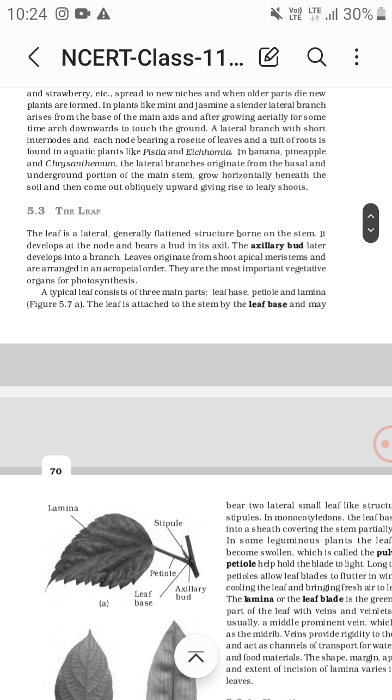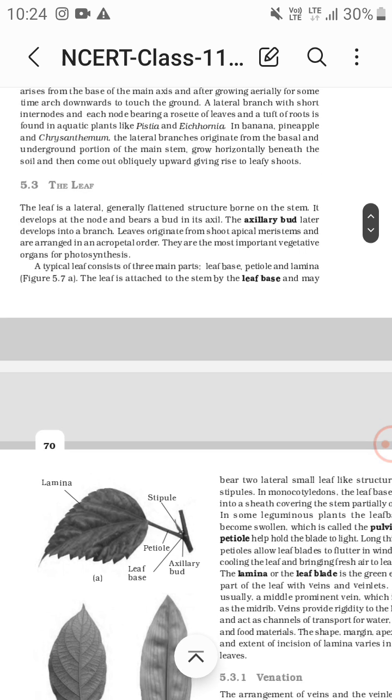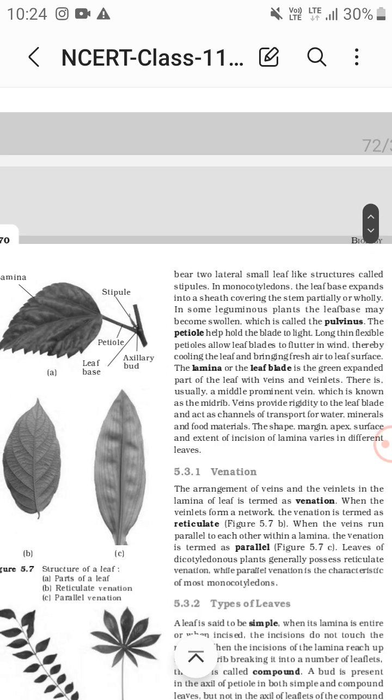Now the leaf, the leaf, the axillary bud later develops into a branch. Okay, the leaf is a lateral, generally flattened structure borne on the stem. It develops at the node and bears a bud in its axil. The axillary bud later develops into a branch. Okay, now this is it.